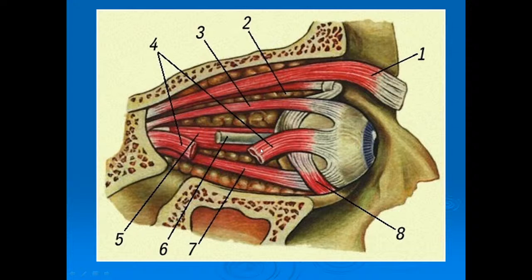Next, 4 rectus muscles. Number 4, lateral rectus muscle, innervated by abducens nerve. Number 7, inferior rectus muscle. Number 3, superior rectus muscle. And number 5, medial rectus muscle. So these muscles are innervated by oculomotor nerve, the third pair of the cranial nerves.